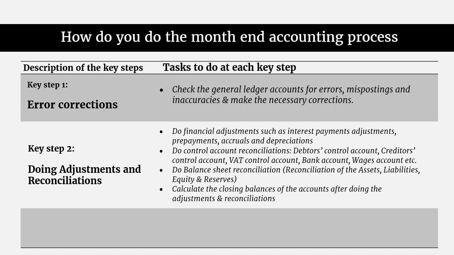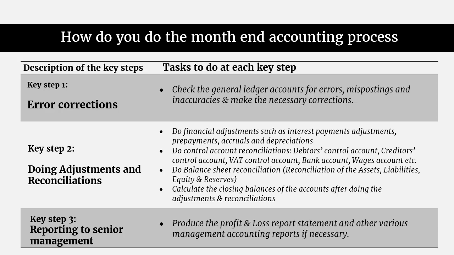And that leads us to the third key step, which is reporting to senior management. And what sort of reports do you produce? You produce the profit and loss report statement and other various management accounting reports if necessary, such as cash flow statement, ratio analysis, or any other reports that management deems necessary to have to make decisions on growth and expansion.